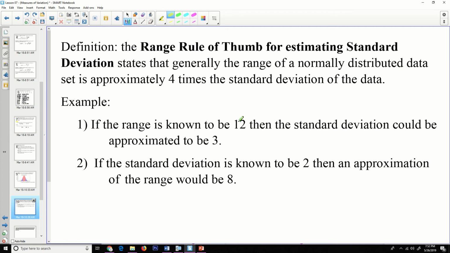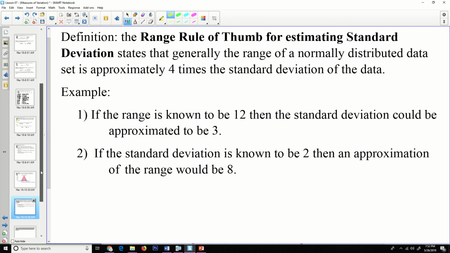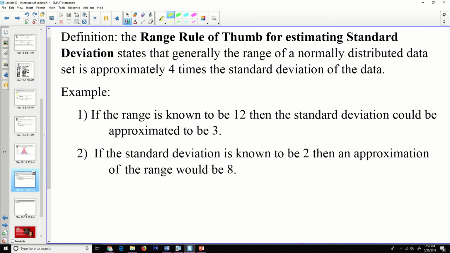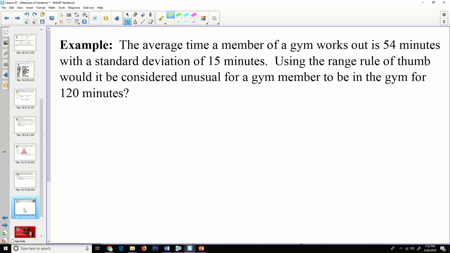If the range is known to be 12, then the standard deviation could be approximated to be 3. And if we knew what the standard deviation was, and say it was 2, then an approximation for the range would be 8. So if we know that the range is 12, the range is 4 times the standard deviation, so 12 divided by 4 gives me an approximation of 3. And if I know the standard deviation, the range is 4 times, so 2 times 4 will give me 8. And then with that range rule of thumb, we can make some approximations.